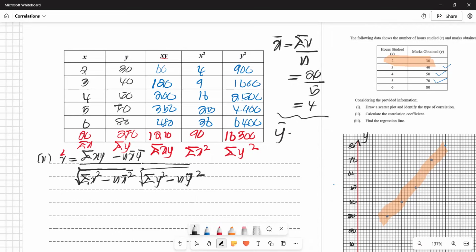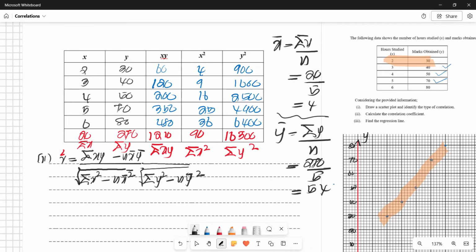Y bar is sigma y divided by n. This is 270 divided by 5. I think this is 54. X bar, y bar, okay. It's available here, here, here, here. Sigma xy is here, right?